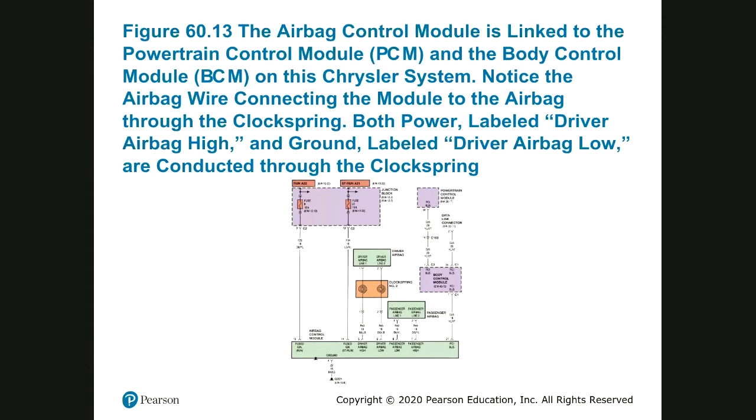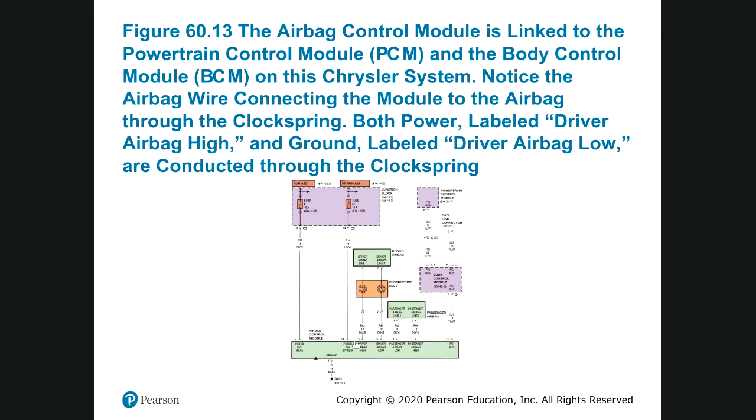The airbag control module is linked to the powertrain control module and the body control module on this Chrysler system. Notice the airbag wire connecting the module and the airbag to the clock spring. Both power labeled driver's airbag high and ground labeled driver's airbag low are conducted through the clock spring. So you can see right here your powertrain control module, your body control module. This goes to your PCI bus here.